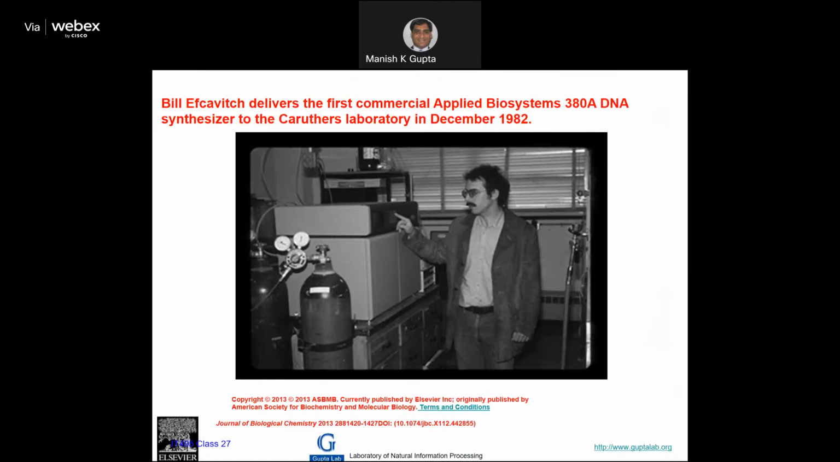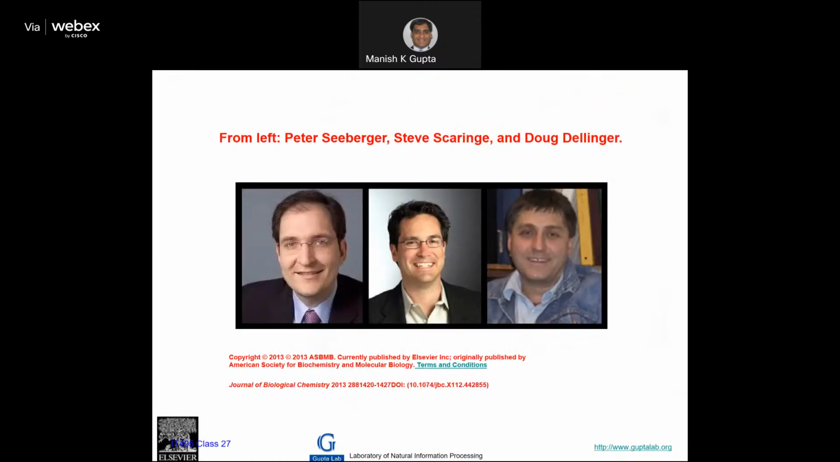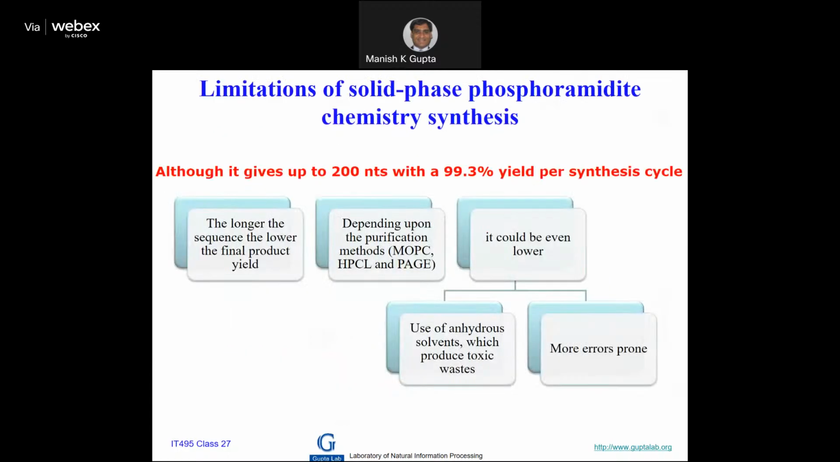Okay, so all this chemical-based synthesis still has some limitations. I'm going to tell you what the limitations of this approach are. But still, it was the only technology available for synthesizing DNA until recently. Even in the last couple of years, people are still using it. These were some other people, Peter, Steve, and Doug, who were involved in this chemical DNA synthesis process. And so what are the limitations of this?